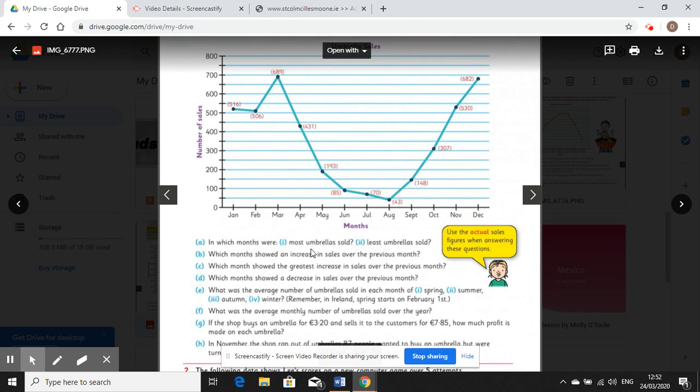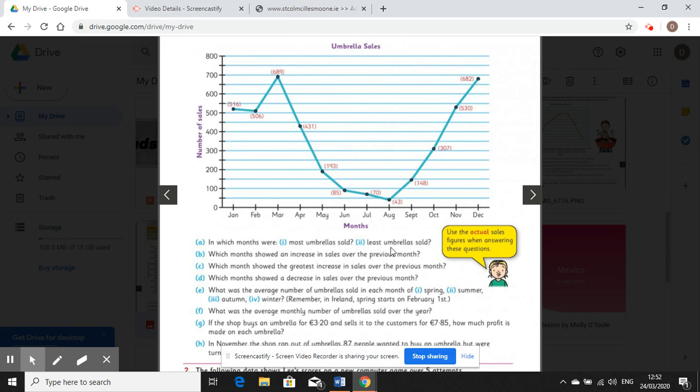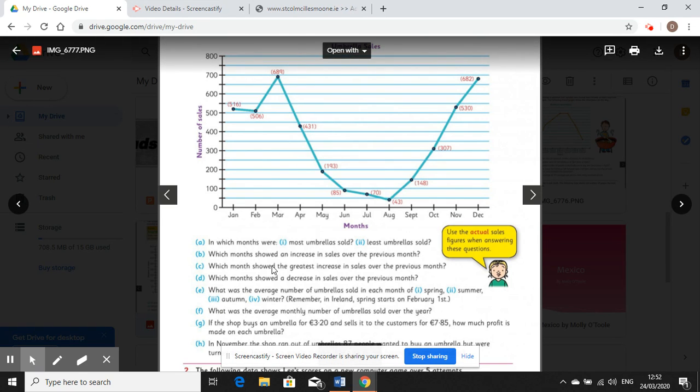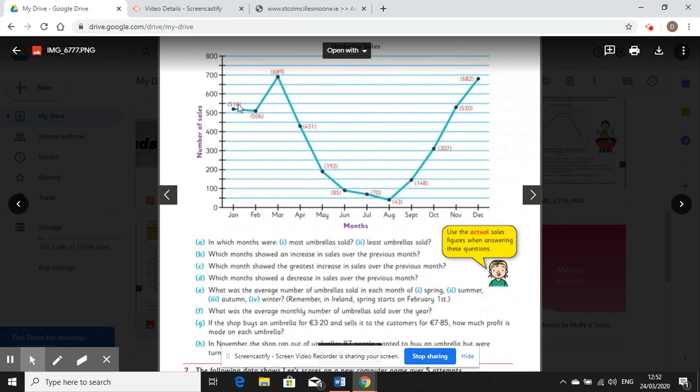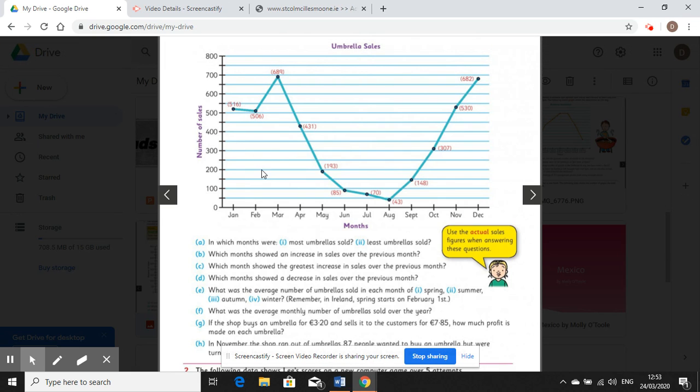In which months were the most umbrellas sold, and which months were the least umbrellas sold? Part B, which sales showed an increase in sales over the previous month? So, for example, if you look at February, look at the massive increase in comparison to what happened in January. So that would be one example of where there was an increase.